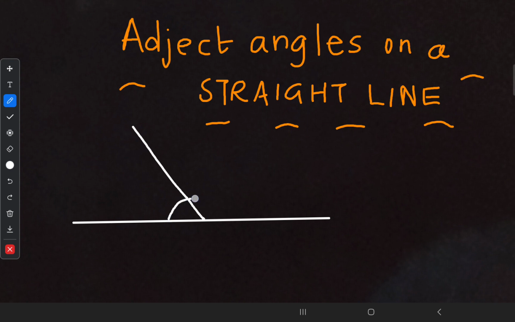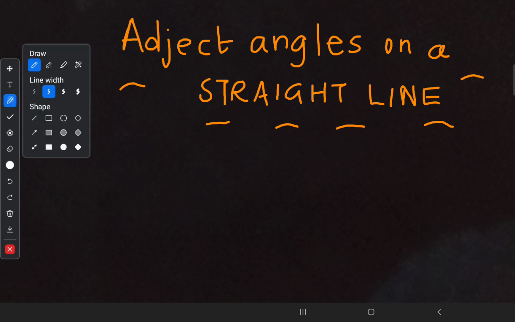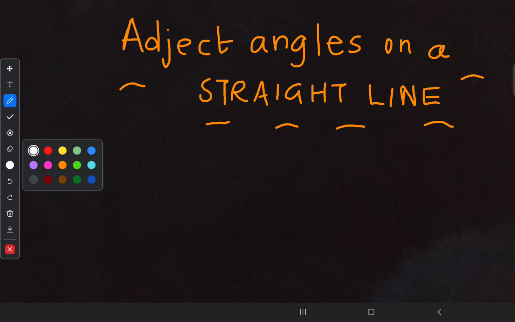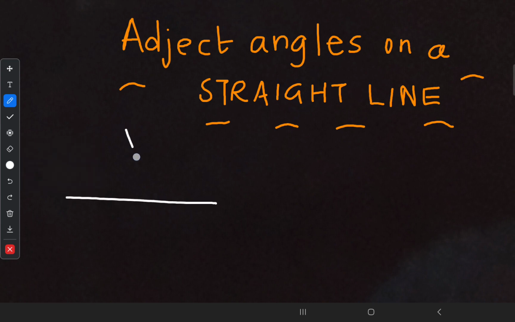So the sum of these two angles, that means A plus B, will become 180. I'll use some small lines. So let's discuss many examples. Over this line, this is my A angle, this is my B angle. So A plus B equals 180 degrees.